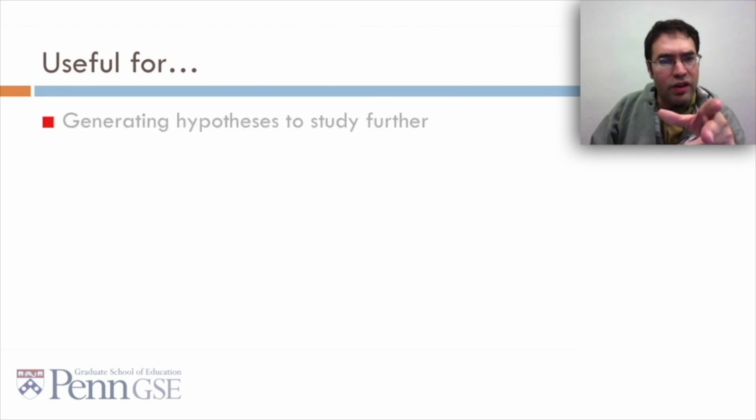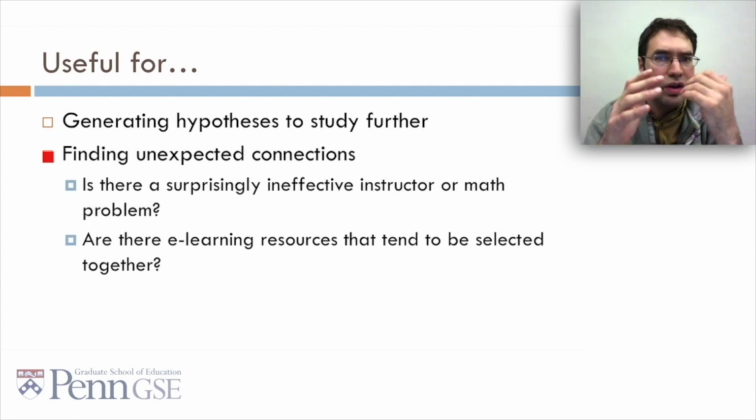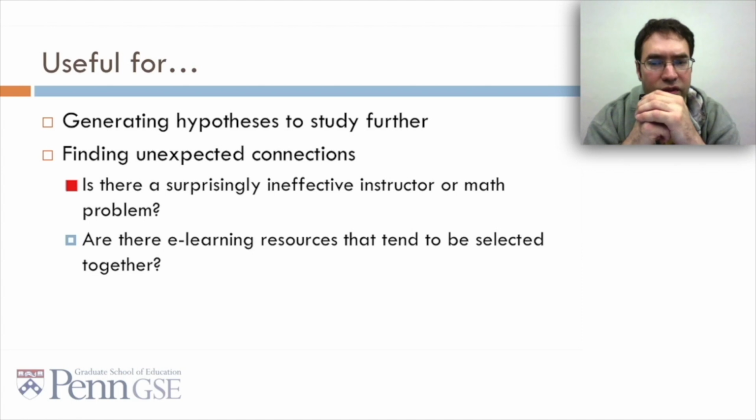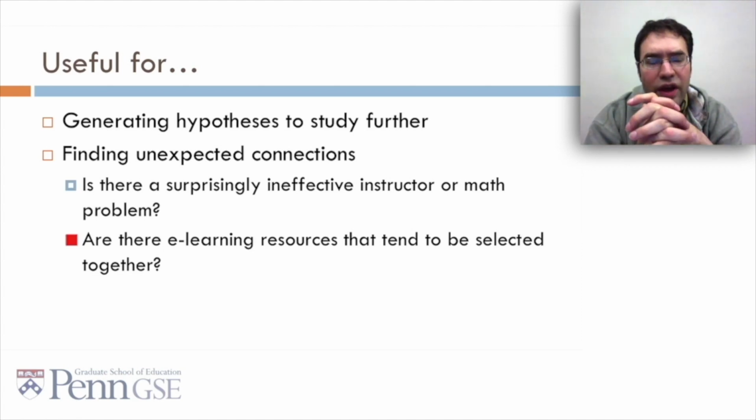Association rules are useful for a lot of things. First of all, they're useful for generating hypotheses to study further. Along those lines, they're also useful for finding unexpected connections. For example, is there a surprisingly ineffective instructor or math problem? Or are there e-learning resources that tend to be selected together?